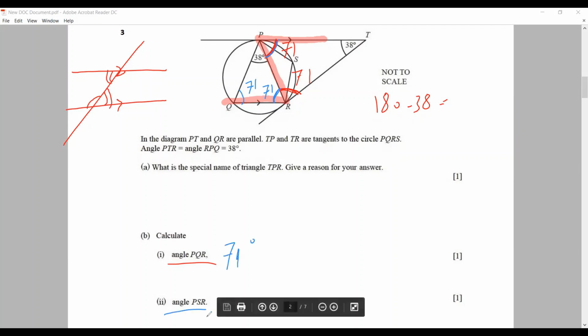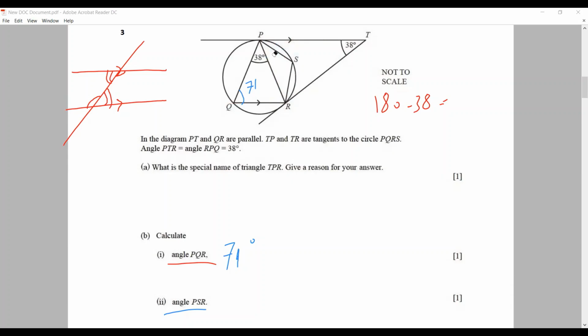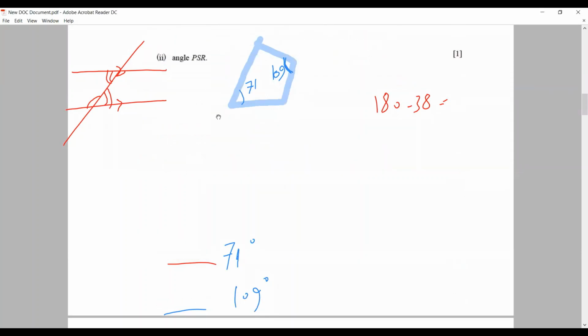And angle PSR, now I'm going to erase everything except the angle 71 right there. Look at this cyclic quadrilateral PQRS. In a cyclic quadrilateral, opposite angles are supplementary. So I need another 109, which gives me 180 with 71 right there. So that's the answer. All right. It only carries 1 mark. And moving on to the next question.